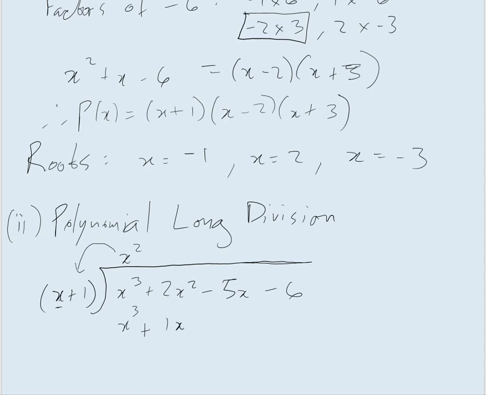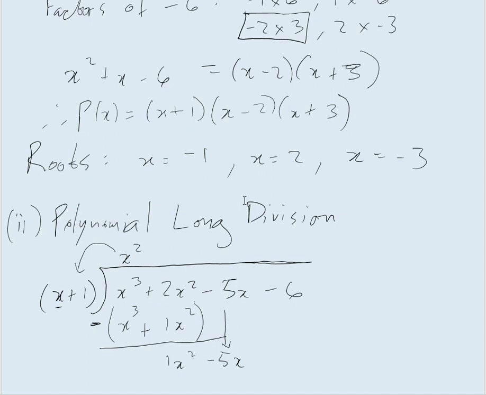I'll put the 1 there even though we don't normally. And now we subtract this. So the x cubed minus x cubed, that's 0. So that's good, that's what we hope to achieve. And then 2x squared minus 1x squared is just 1x squared. And then, like typical long division, we bring down the next term. So this becomes minus 5x here. So now we've got x squared minus 5x.